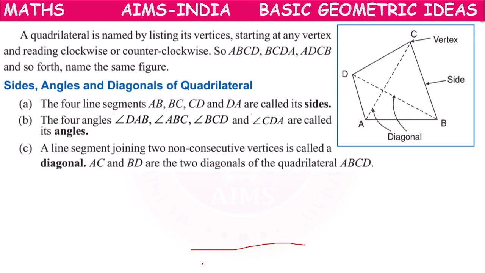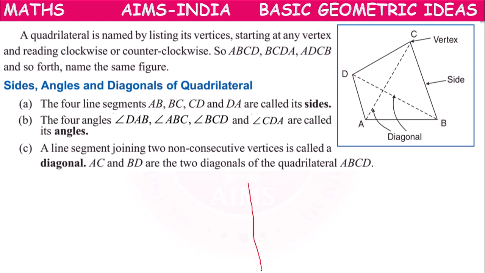Or if you take AB and CD, there is no common endpoint between them. So these two, this line is separate, this line is separate. So they are not adjacent. They are said to be opposite sides. The sides which are not adjacent are said to be opposite sides.